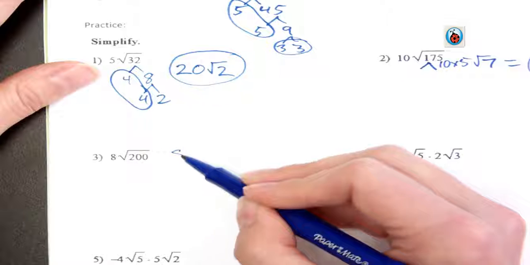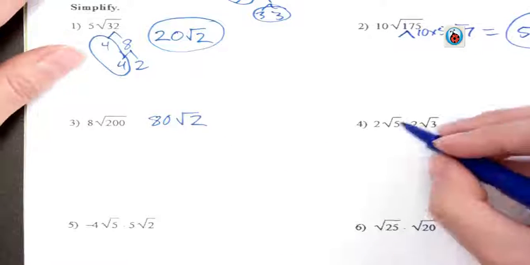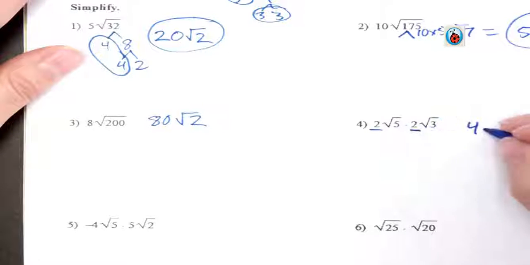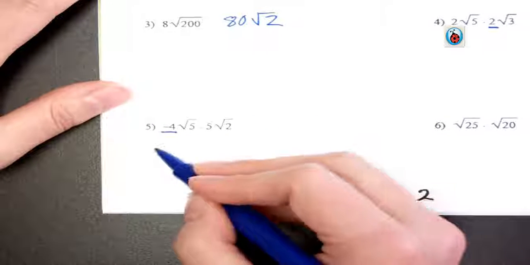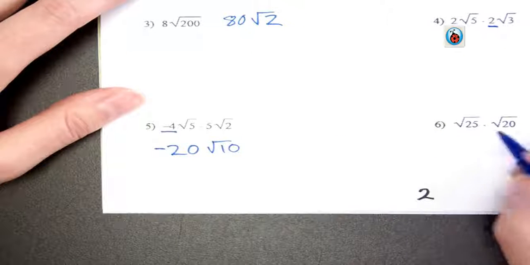Alright, this one becomes 80 root 2. Make sure you show the work for your teacher. This one we multiply the 2's to get 4. We multiply 5 and 3 to get 15. Those are both prime numbers, so we can't simplify. This one, we have a negative 4, so it becomes negative 20 root 10.